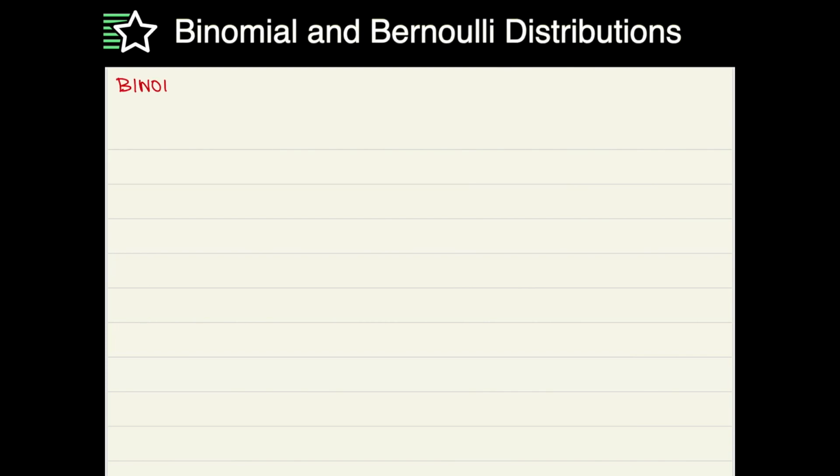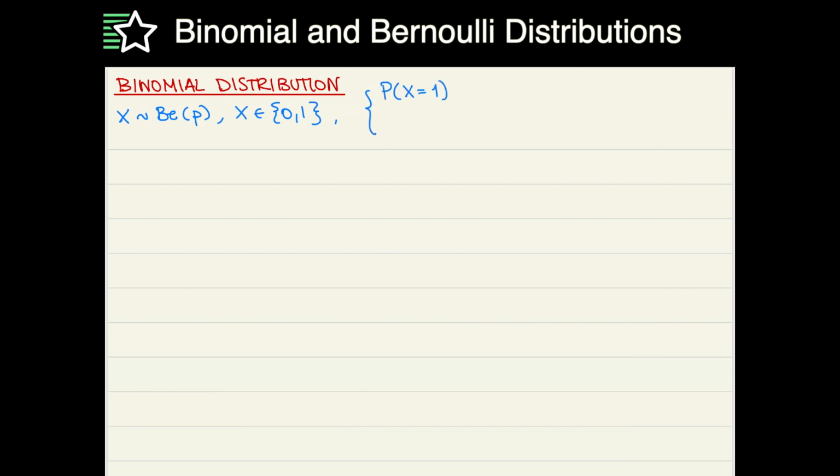We will look at an example with the binomial distribution, but first, let's fix some notation. The foundation of the binomial distribution is the Bernoulli distribution. If a random variable x is distributed according to a Bernoulli distribution with parameter p, then x can assume only two values, 0 and 1. The probability for x to be 1 is equal to p, and the probability for x to be 0 is equal to 1 minus p.